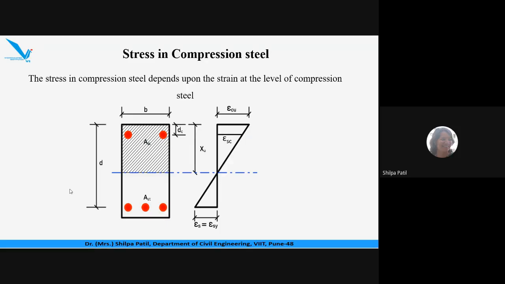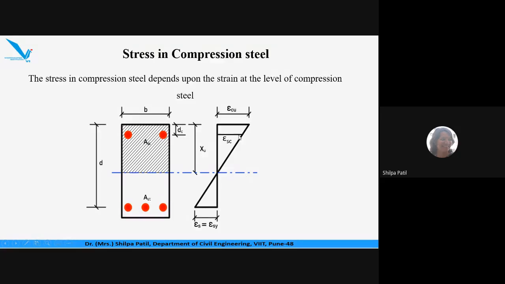To find out this, we have to consider this concept that the stress in compression steel depends upon the strain at the level of compression steel. So if you remember our second or third lecture, in which we have discussed the stresses developed in the members and the stress distribution diagram for the given section. In that, we have derived the expression for XU by considering the strain diagram itself. In the same fashion, when we want to find out the stress developed in the compression steel, we have to consider the corresponding strain. So we have to make use of the strain diagram here to find out the FSC value.